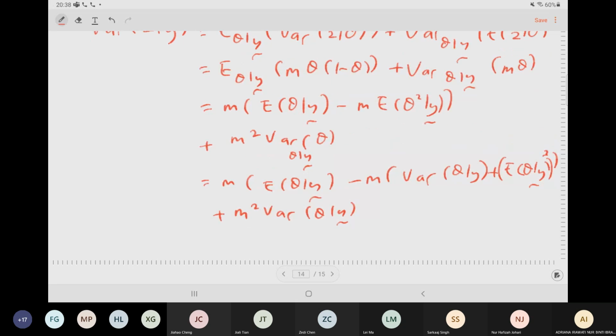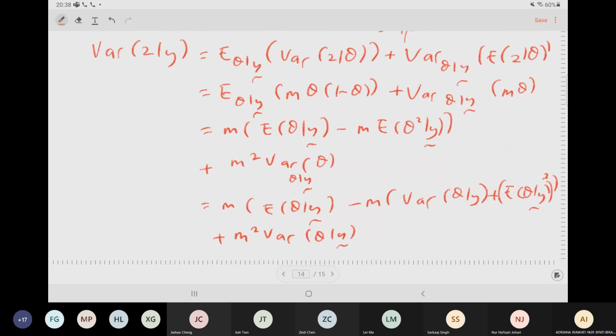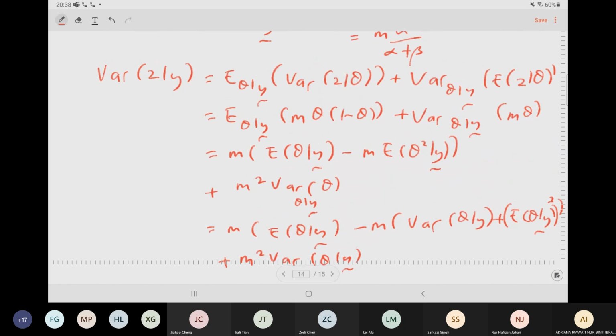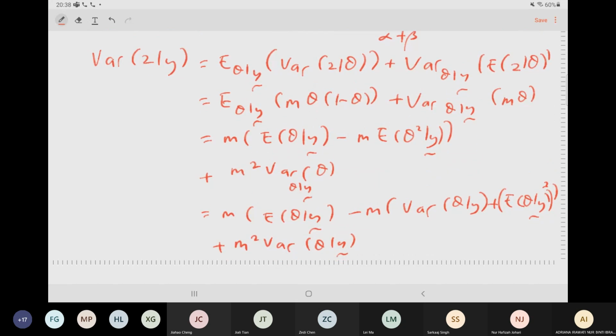But okay, the idea here is, if you have the function, the expectation of the variance plus the variance of the expectation. So for the variance of Z given theta, that is a binomial, so we have the binomial variance. Then the expectation of theta given y. So theta is actually a beta. All right, so that's why you get this here.